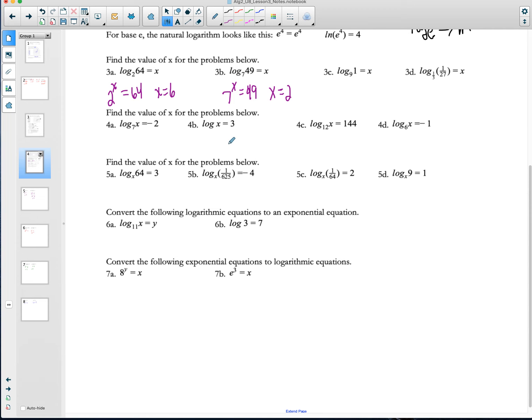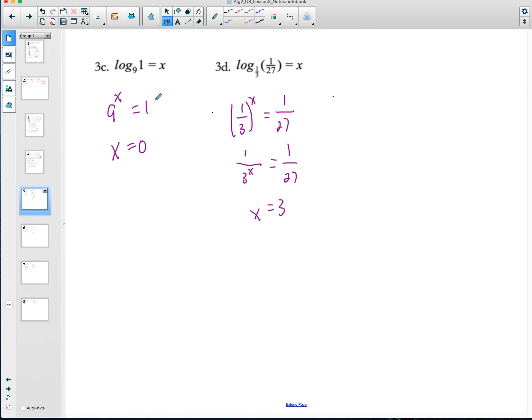So hopefully you did 3c and 3d. Let me click over here. I did those on the side. Once again, this says 9 to what power is 1? That means it had to be 9 to the 0 power. Then this is 1/3 to what power is 1/27th? I just wrote it out a little bit here, maybe to help you translate, but it means that we'd have to raise 1/3 to the 3rd power to get to 1/27.